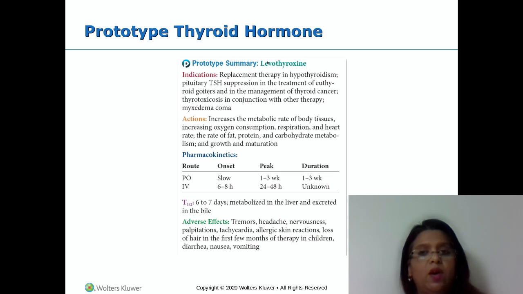Examples: levothyroxine, also called Synthroid, is the replacement therapy for hypothyroidism. What is the action of it? It will increase the metabolic rate of the body. It could be given IV, and IV medication will peak in 24 to 48 hours, with onset in 6 to 8 hours. But PO medication is slow. It peaks in 1 to 3 weeks, and its duration is 1 to 3 weeks.